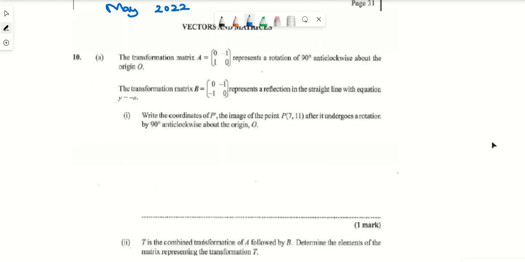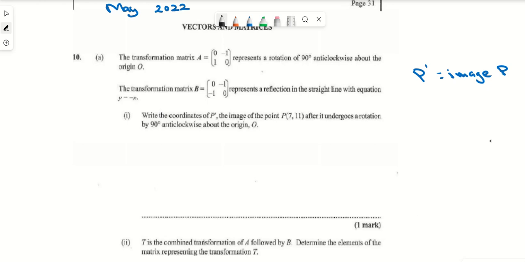Let's read the question. The transformation matrix A equal to 0 minus 1, 1, 0 represents a rotation of 90 degrees anti-clockwise about origin O. The transformation matrix B, 0 minus 1, minus 1, 0 represents a reflection on a straight line with the equation y is equal to negative x. Write the coordinates for image P. That is what P with the asterisk means. So this P with my asterisk is image P, okay?